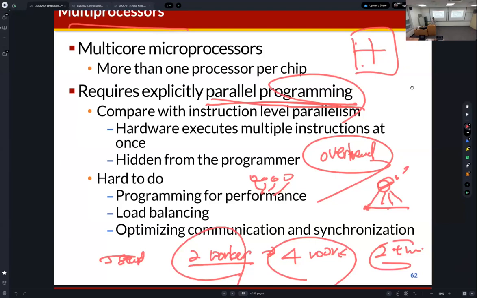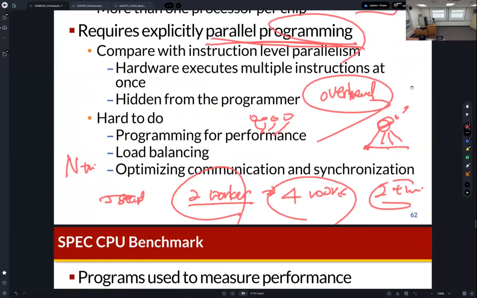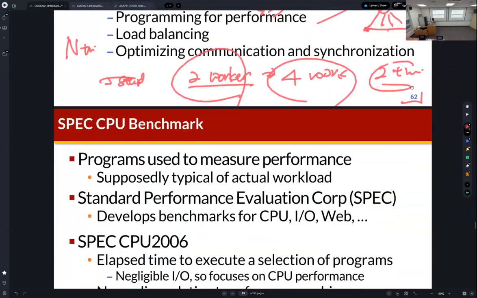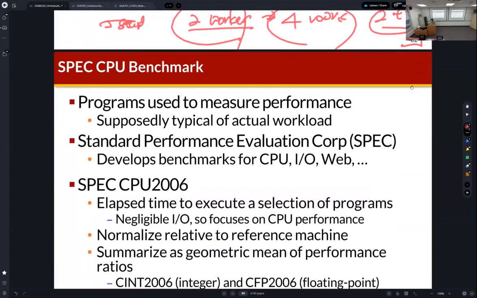Which means that customers expect n times the performance improvement if they purchase an n-core CPU compared to a single-core CPU, but it's not true. Okay, in this slide I explained the multi-core architecture, and why multi-core architecture is required to decentralize. It is because of the power consumption issue.